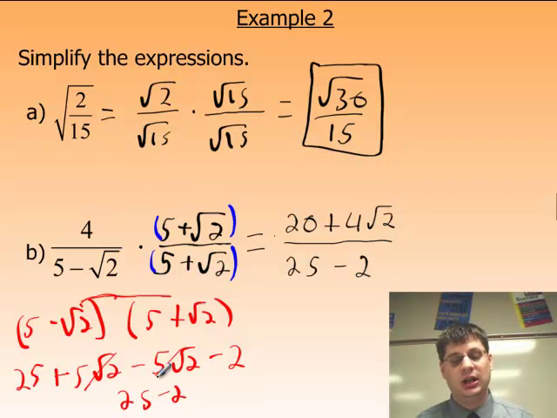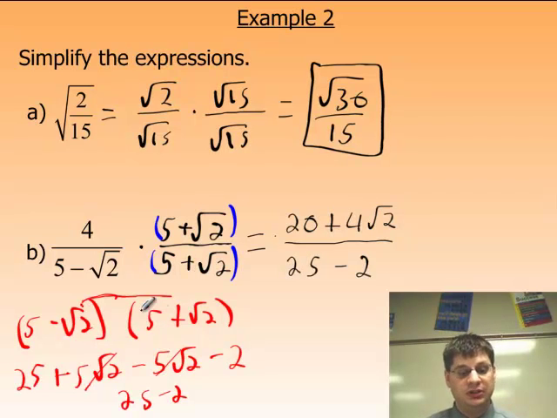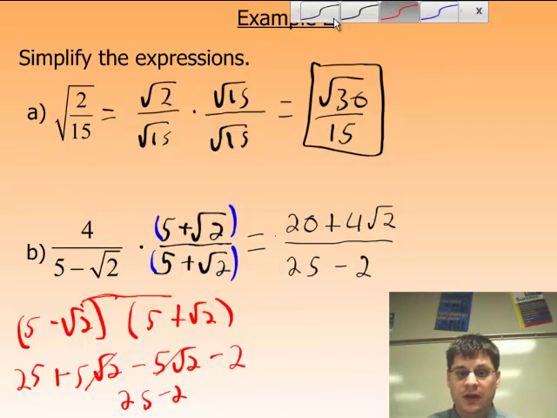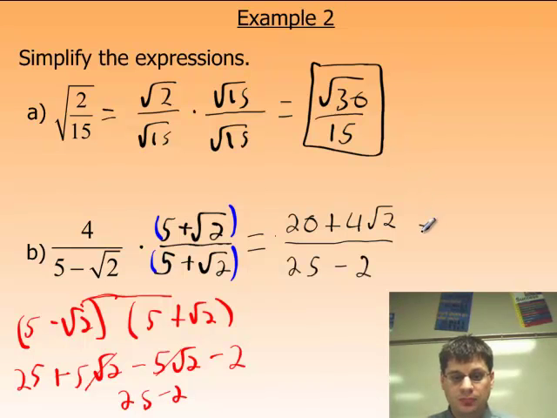So it works just like a difference of squares. I don't really need to do this, but it shows what's really going on here. So I'm left with 25 minus the square root of 2. Now we simplify that expression.